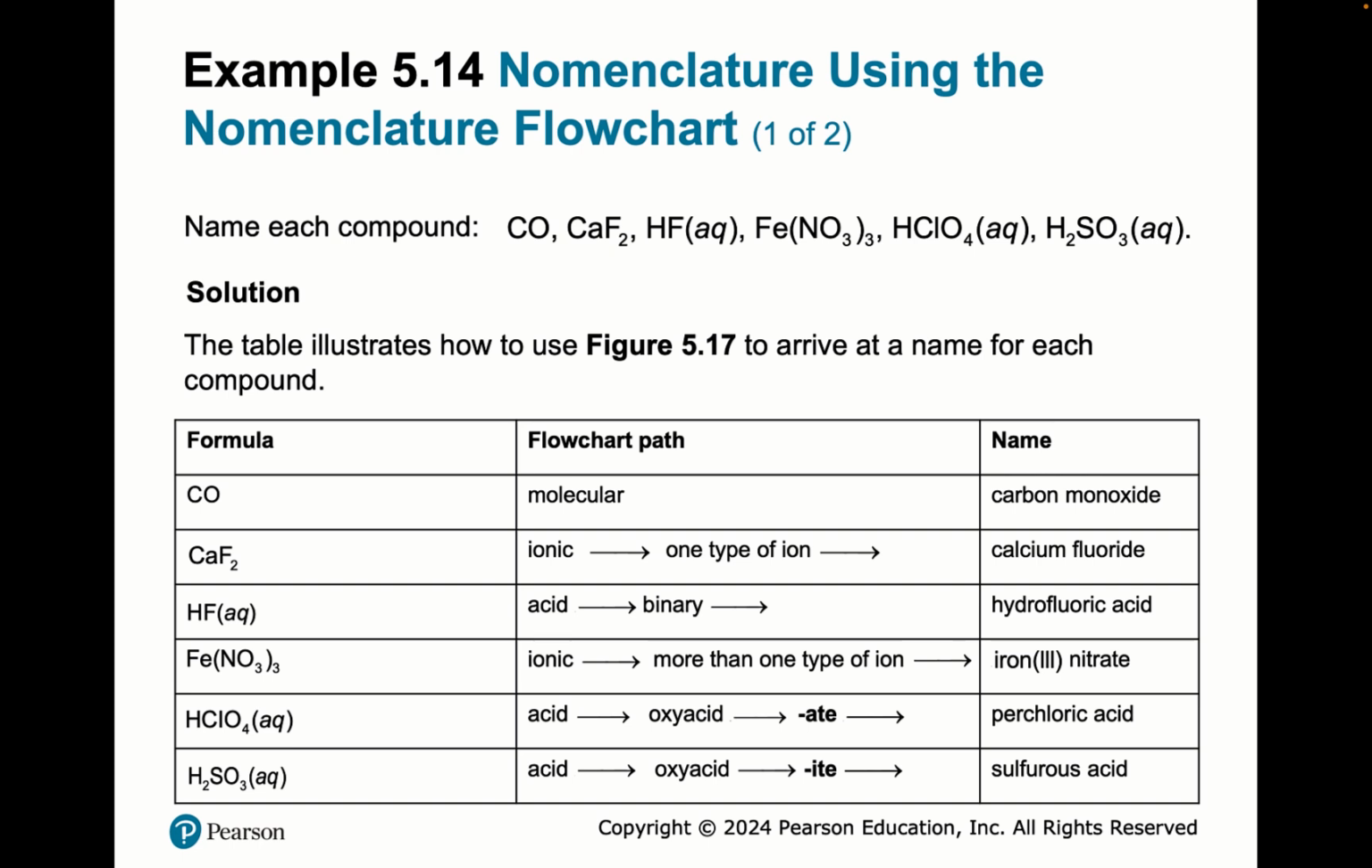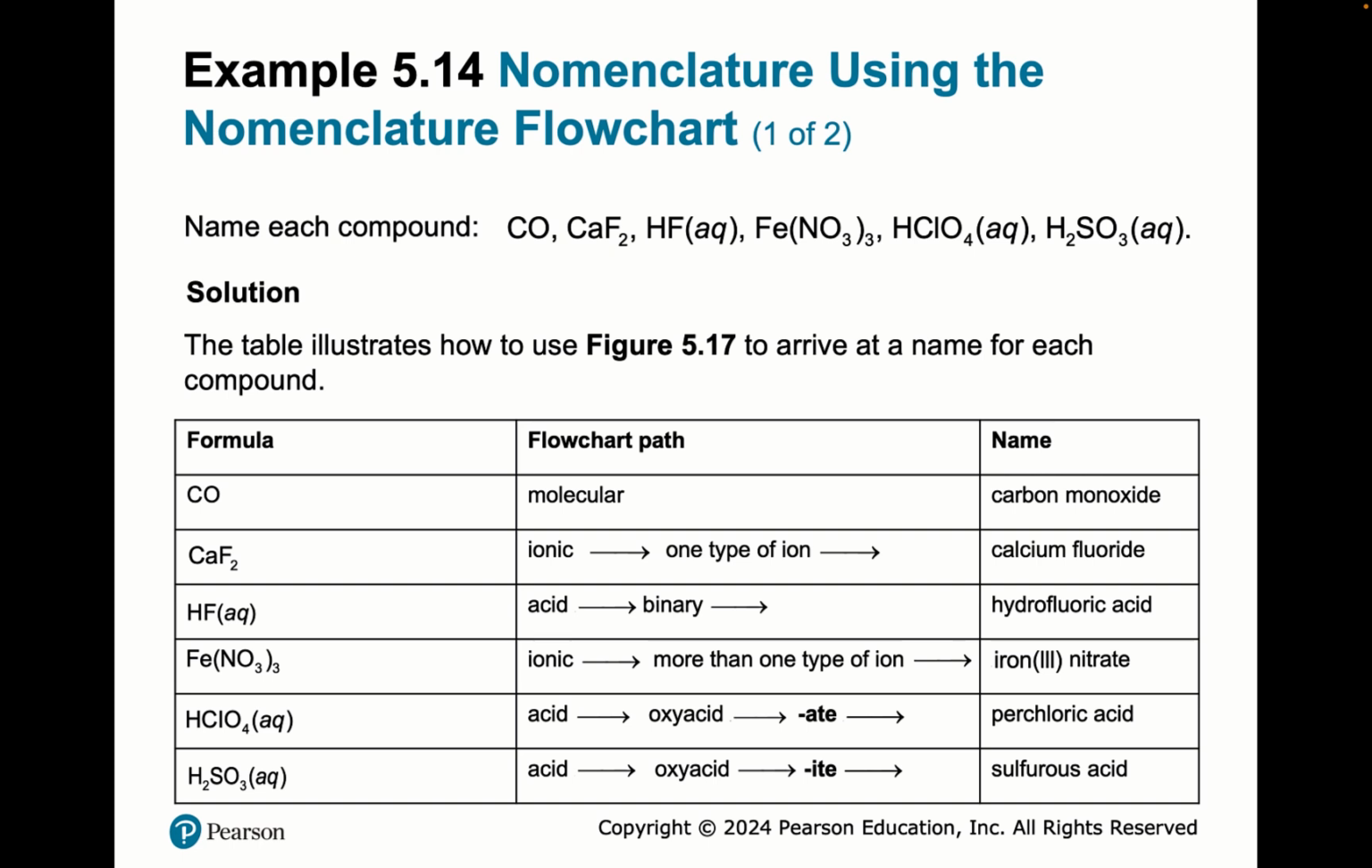And let's name some of these compounds. The first one, CO, it's 1 carbon, 1 oxygen. Even though there's 1 carbon, we don't say the word mono. We drop the mono for the first. And then there's 1 oxygen, so we have to do it for the second one, so that's carbon monoxide. The second one, CaF2, is an ionic compound, and that's calcium fluoride. There's only 1 type of ion there.